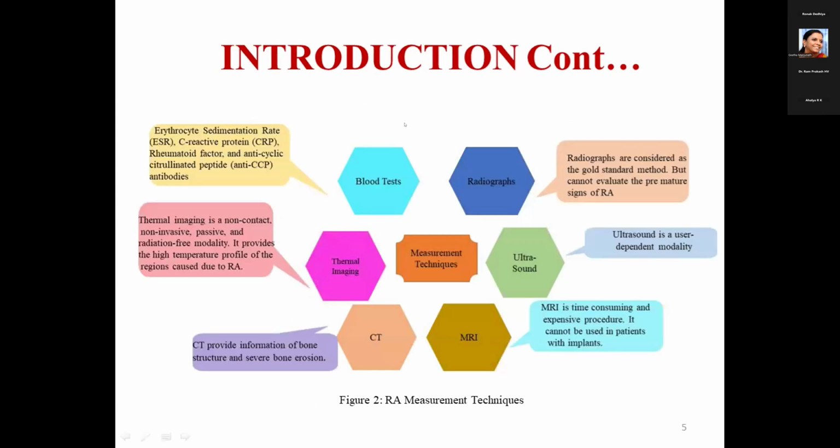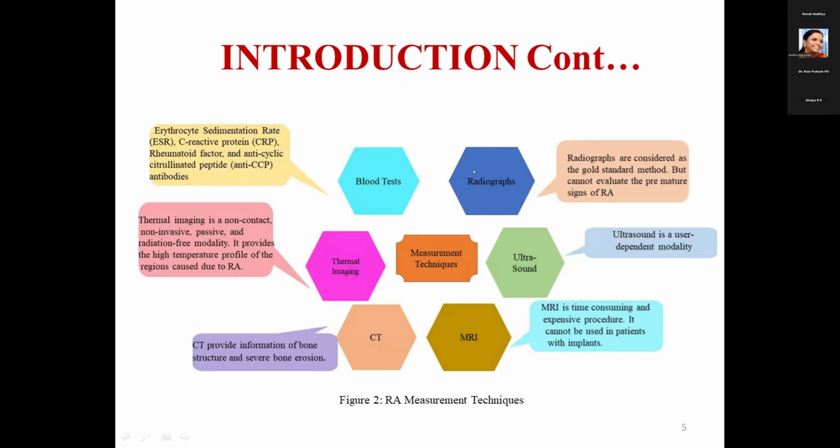So coming to the RA measurement technique. First of all, we are having the blood tests such as erythrocyte sedimentation rate, C-reactive protein, rheumatoid factor, and anticyclic citrullinated peptide antibodies. So as we know that if we are having fever also, the ESR level will be elevated. And if we are having some infections also, the CRP level will be elevated. So with this, we cannot confirm RA.